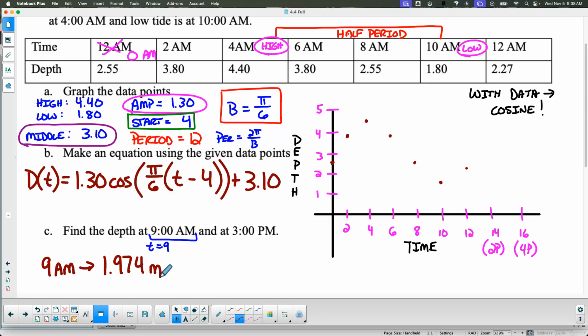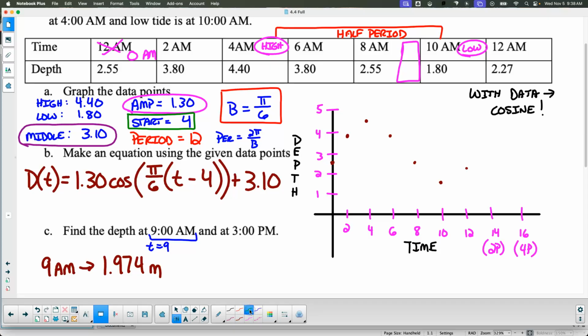Which makes sense because 9 a.m. is right there, and 1.974 is in between 2.55 and 1.80. Okay?